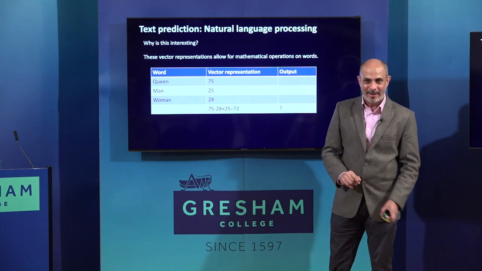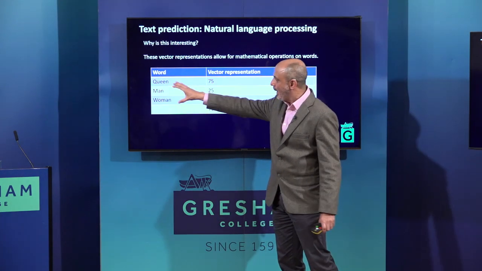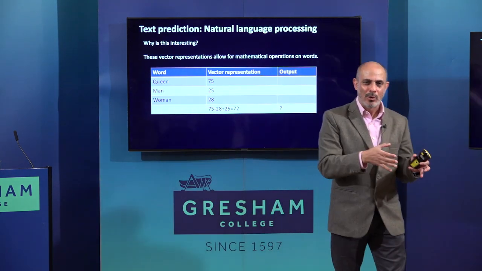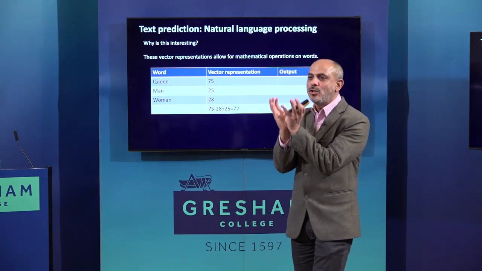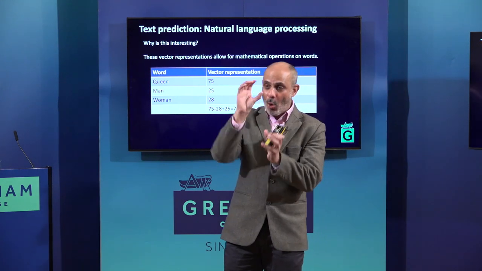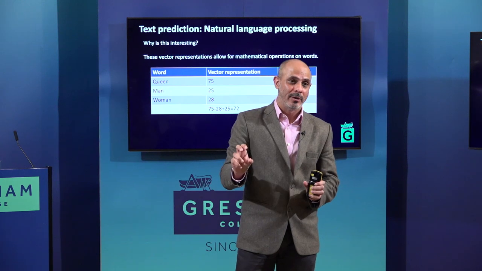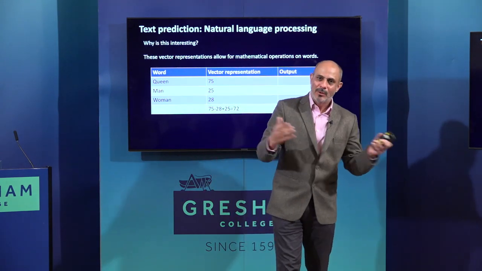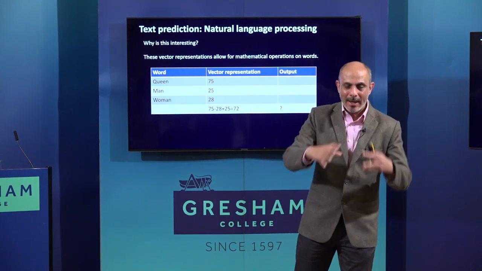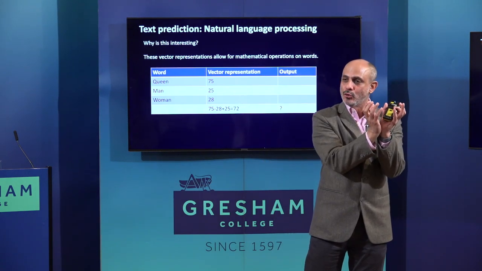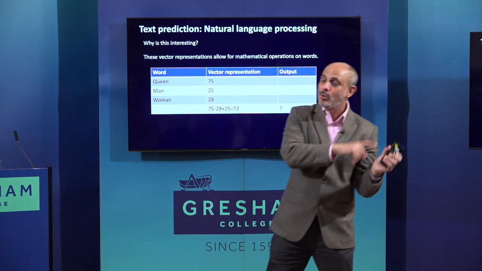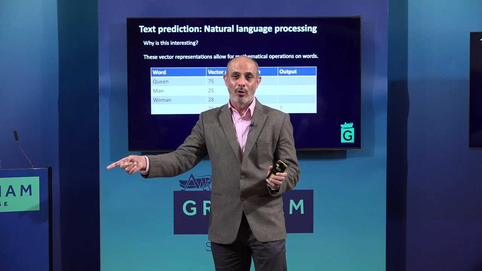Now, why is this interesting? It turns out, if you look at words like queen, king, prince, duke, they all have vector representations that are very close to each other. They all have numbers which are very close to each other. You take the other words, man, woman, child, mother, things like that, they have vector representations very close to each other, which means you can do mathematical operations on this to predict what the next word is going to be, right?